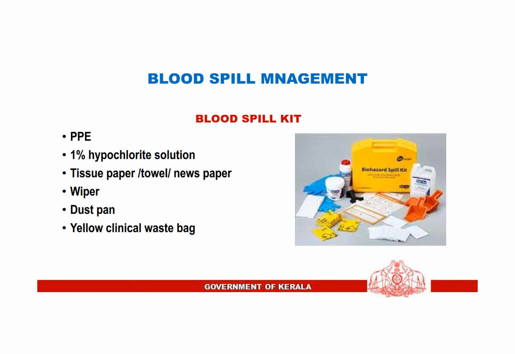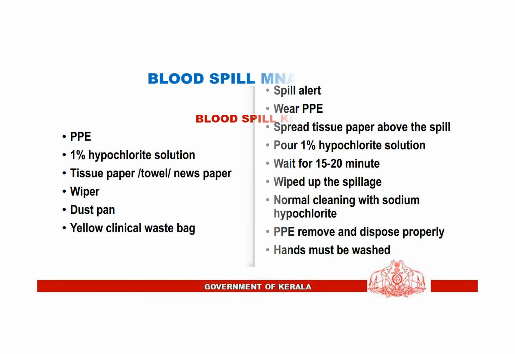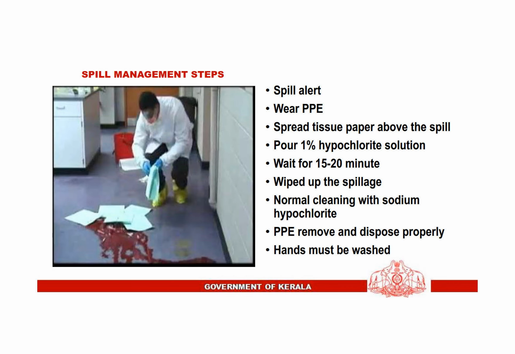Blood spill management. A blood spill kit must contain the following items: PPE, 1% hypochlorite solution, tissue paper or towel or newspaper, wiper, dustpan, and a yellow clinical waste bag. Spill management steps include the following: spill alert, wear PPE, spread tissue paper above the spill, pour 1% hypochlorite solution, wait for 15 to 20 minutes, wipe up the spillage.